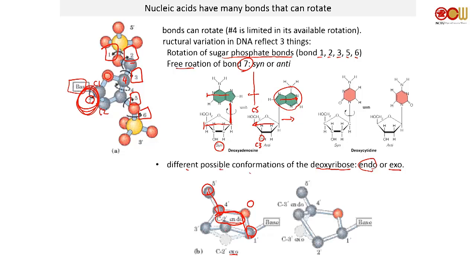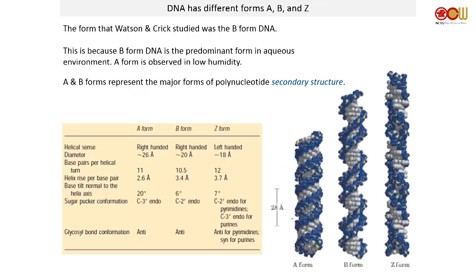So on the C2 carbon, it's sort of going up. Okay? So it's like up. Or you can have C3 go endo, where C3 is up. So they're just 4 different conformations that your ring can have. Okay, so nothing too special, right?